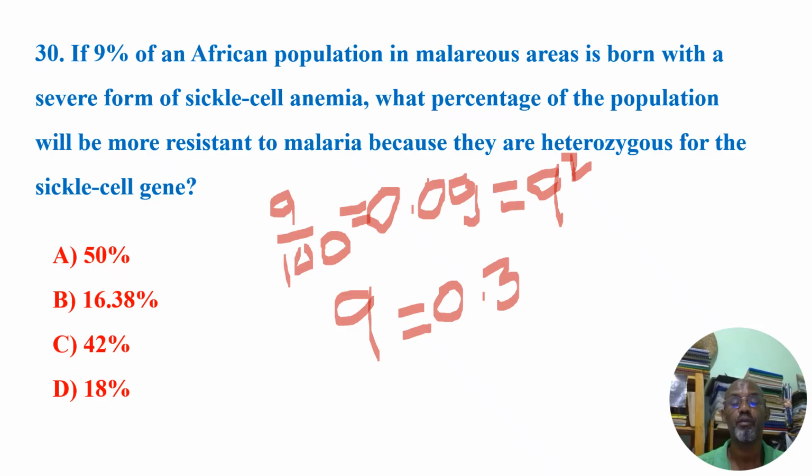0.42 is the frequency of the heterozygous, which are protected from malaria. Having one sickle cell allele is protective against malaria. Therefore, 2PQ, therefore it is 0.42, which means 42%. The answer is this one.